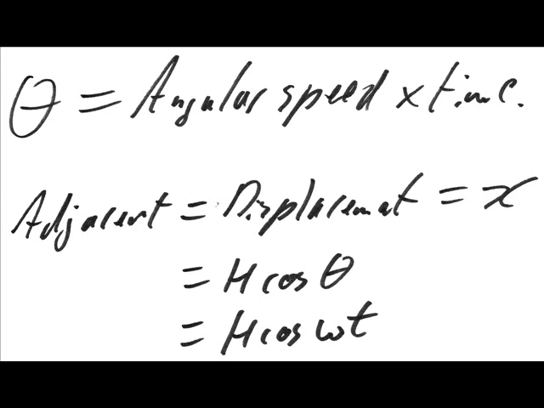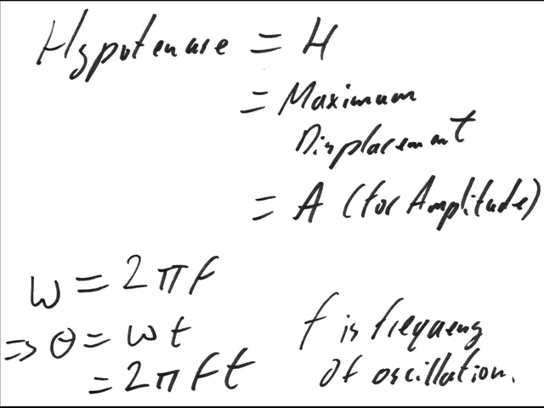The terms for a simple harmonic oscillator aren't the same as the terms for a spinning object. The oscillator doesn't have an angular speed or a hypotenuse or any angles, so we need to explain how to apply this equation to an oscillator. The hypotenuse is the longest length in our right-angled triangle. It is the same as the maximum displacement of our oscillator from the equilibrium position. We give this a symbol A for amplitude.